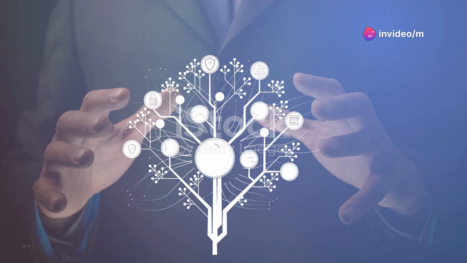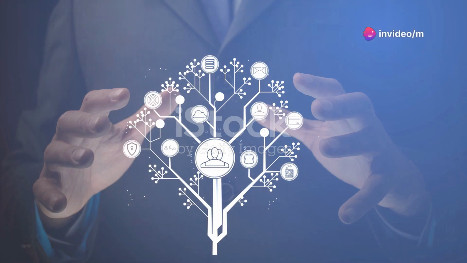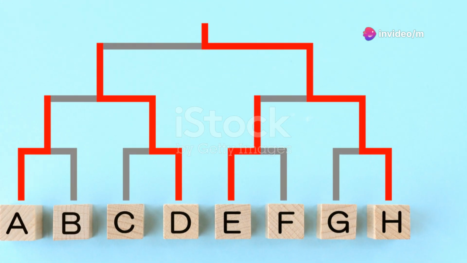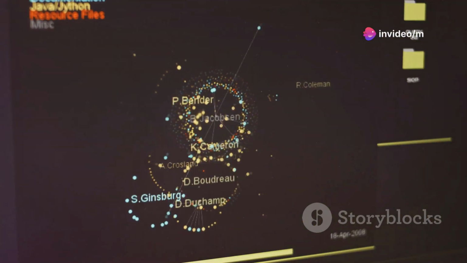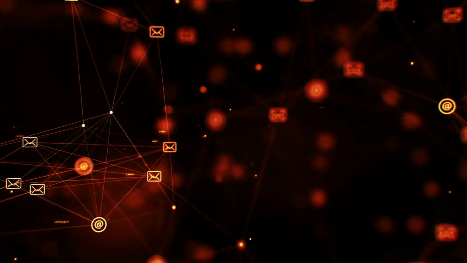Section 8. Trees. Hierarchical data organization. Trees are hierarchical data structures that organize data in a tree-like structure with a root node at the top and branches connecting nodes at different levels. Each node in a tree can have 0 or more child nodes.